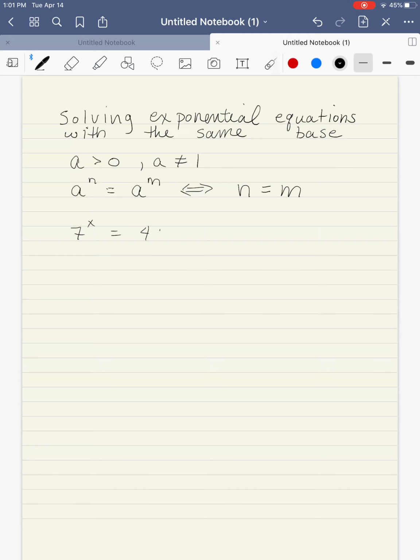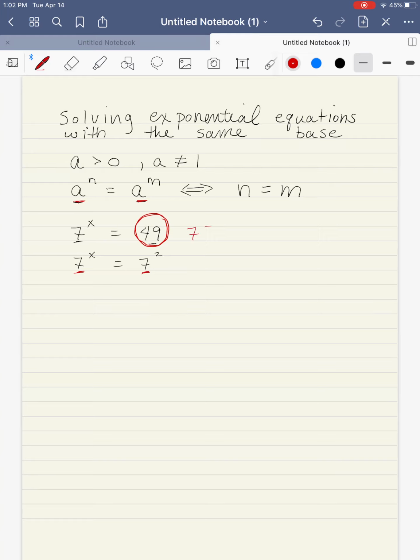So for instance, say we have 7 to the x power is equal to 49. What we want to try to do is get the same base, the same exact number to a power. Here I have 7 and here I have 49. So if I can rewrite 49 as 7 to a power, then I can use that principle. And we know that 49 is the same thing as 7 squared. And now our two bases, here and here, are exactly the same thing.